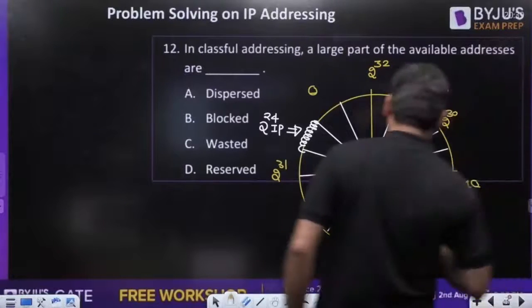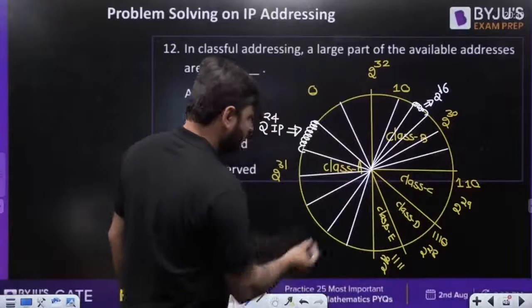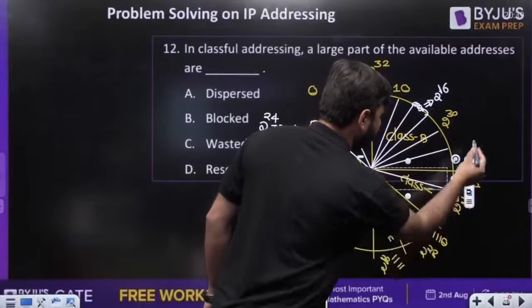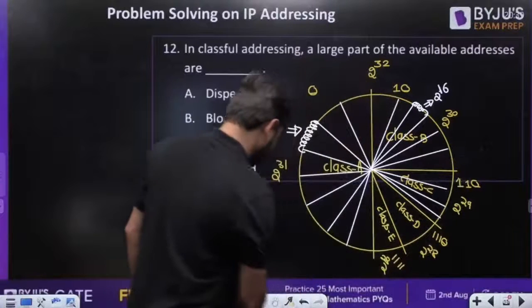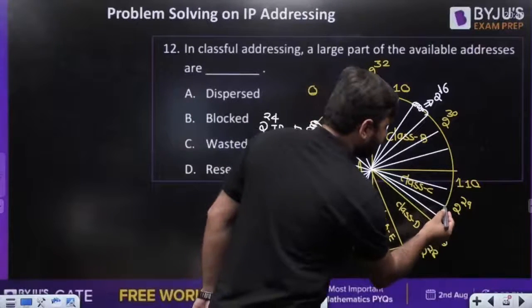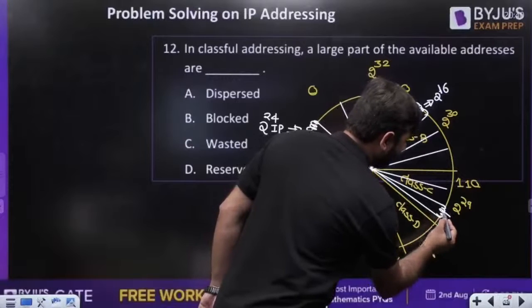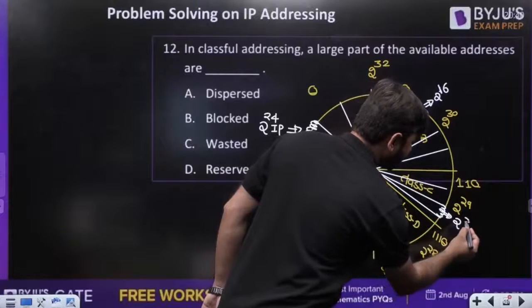Now again, class C is also further divided into networks like that. Class C, what is the one network size? Class C, one network size is 2 power 8. One network has 2 power 8 IP addresses.